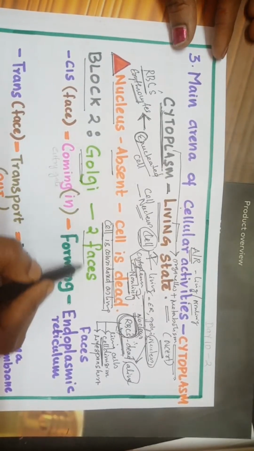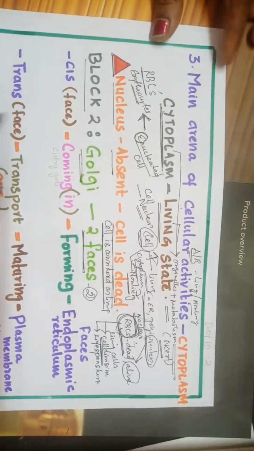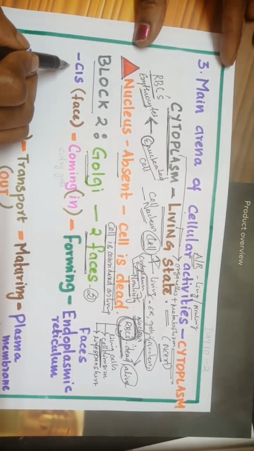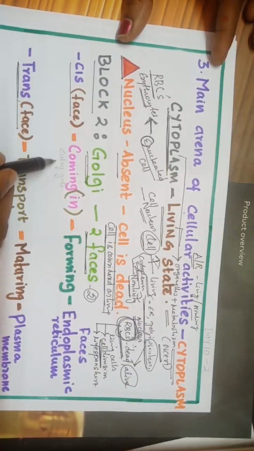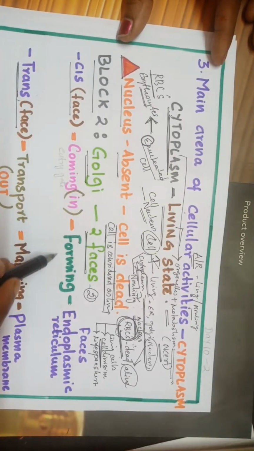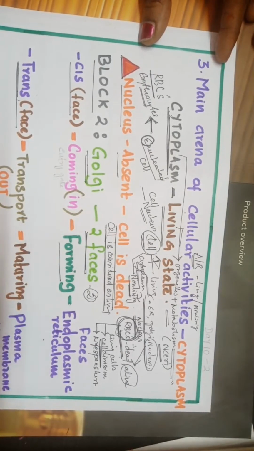Golgi apparatus has got 2 phases. How many phases? 2 phases. First I'll read them out, then I'll explain. Cis phase and trans phase. Trans is the transport. Remember like this, trans is the transport. Cis phase is the coming in, the entry gate. It is also called the forming phase, and it faces the endoplasmic reticulum. Next, the other phase is the trans phase, which is the transport, the exit gate. It is also called the maturing phase, and it faces the plasma membrane.